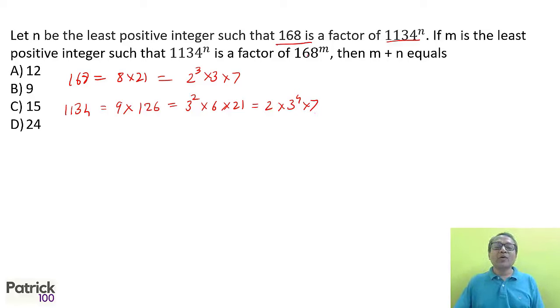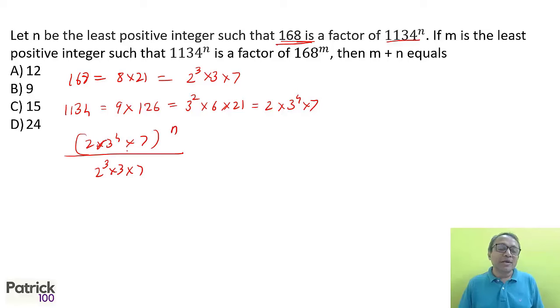Now basically we're finding out 168 is a factor of 1134 raised to n. Which means 2 cube into 3 into 7 should divide 2 into 3 raised to 4 into 7, all raised to n. This should be divisible. Here the maximum power is 3 for the power of 2, so to cut I need a power of 3. So the minimum value of n has to be 3 in order to cut.